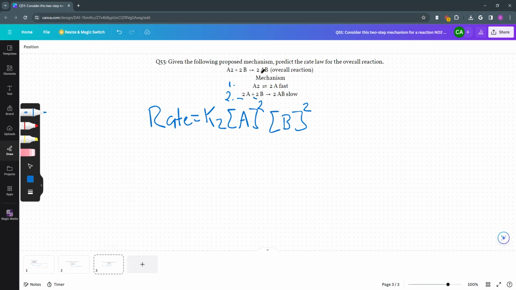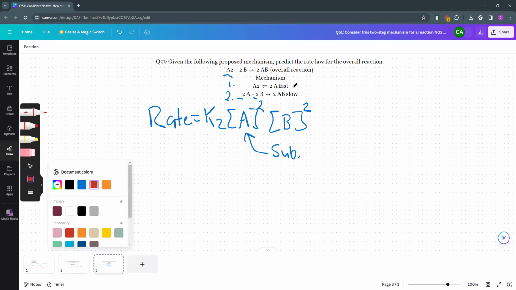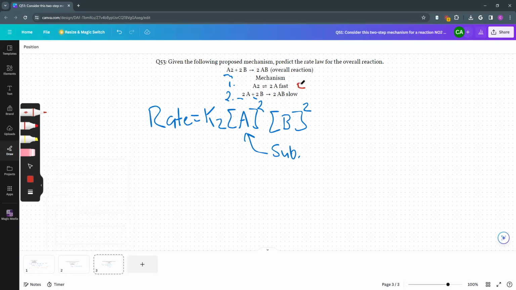Now we look at our overall reaction. We ask, do we have any intermediates? And we do. A is an intermediate, right? In our overall reaction, we have A2, but we don't have A. So this doesn't appear in our overall reaction. So we can't have it in our rate law. So I need to substitute this out. To do that, I'm going to use my chemical knowledge. And remember, any fast reaction above a slow reaction reaches equilibrium. And at equilibrium, my forward rate is equal to my reverse rate.